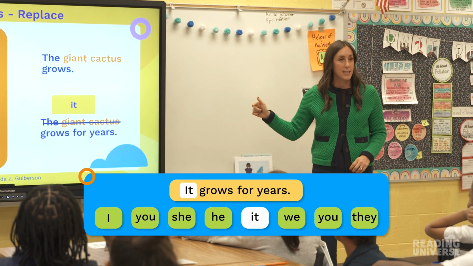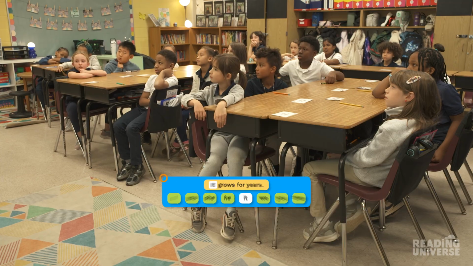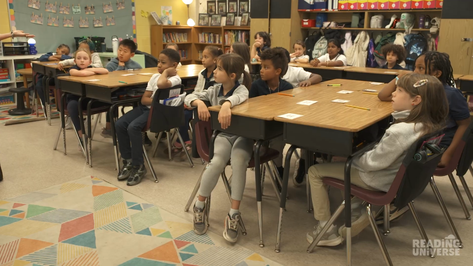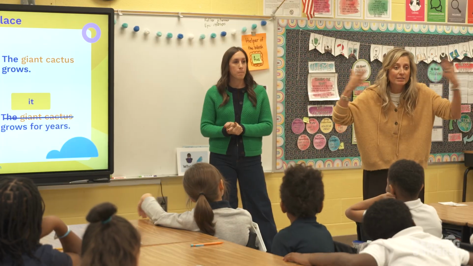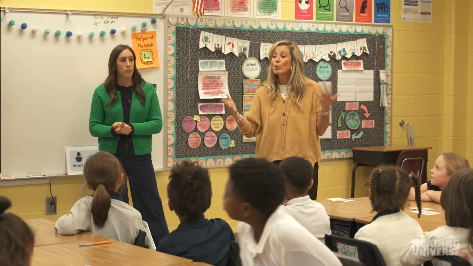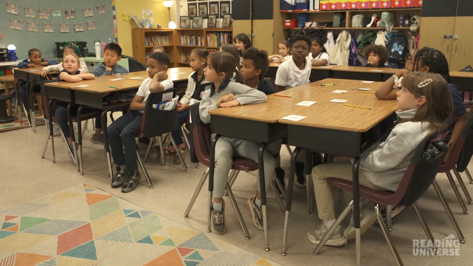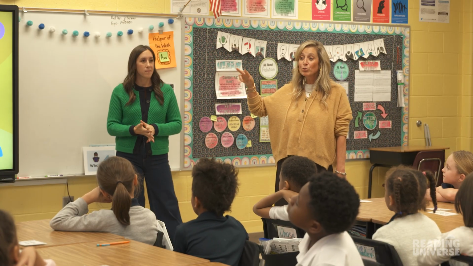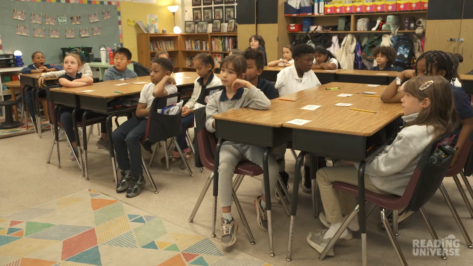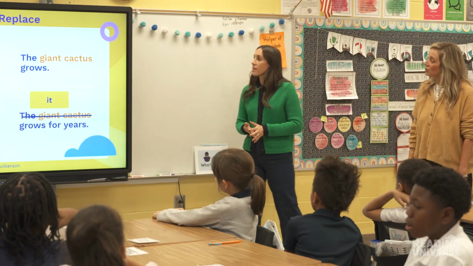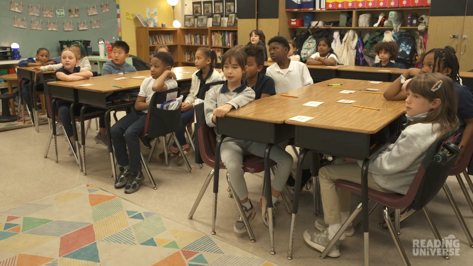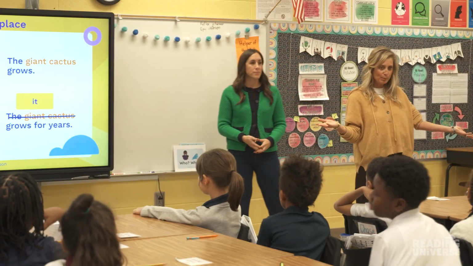It grows for years. The giant cactus is it. Do you see how that would have been repetitive to say the giant cactus and the giant cactus? And the job of the pronoun was to do what? Replace it. And it's shorter. So it's shorter and it's not so repetitive. So now let's read all together, both of the sentences, and let's replace the giant cactus with it. Are y'all ready? Yeah. All right, let's read together. The giant cactus grows. It grows for years. Doesn't that sound so much better?